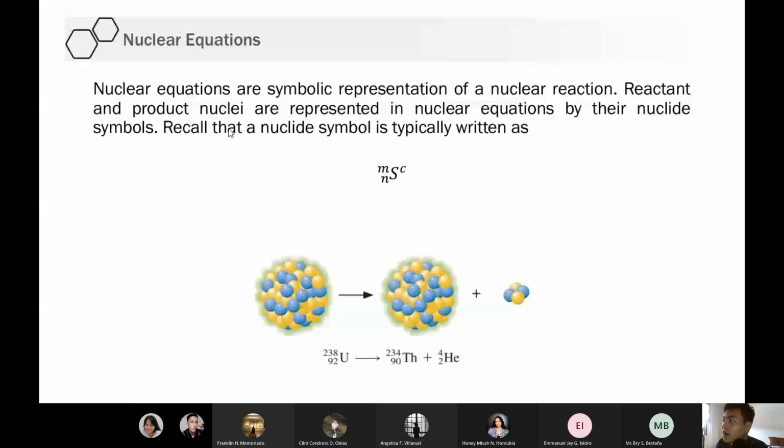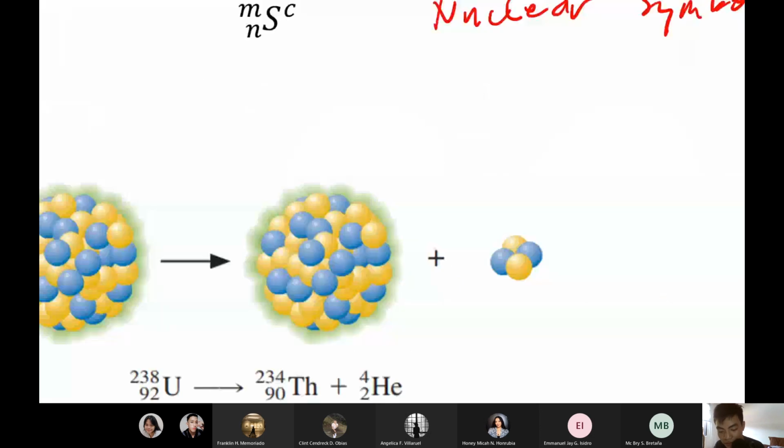How do we represent the elements ba in nuclear equation? Kasi kapag chemical equation, molecular formula, no? Kunwari C6H12O6, O2, 'di ba? Ganun kapag chemical equation. Kapag nuclear equations, we represent it by the nuclear symbol. Okay? So this is the nuclear symbol. Nakaganyan yung ating mga elements dito. Naka-nuclear symbol. I know you are familiar with this.